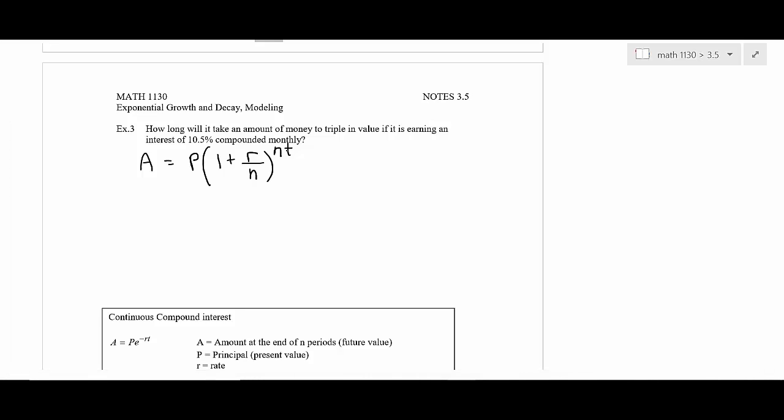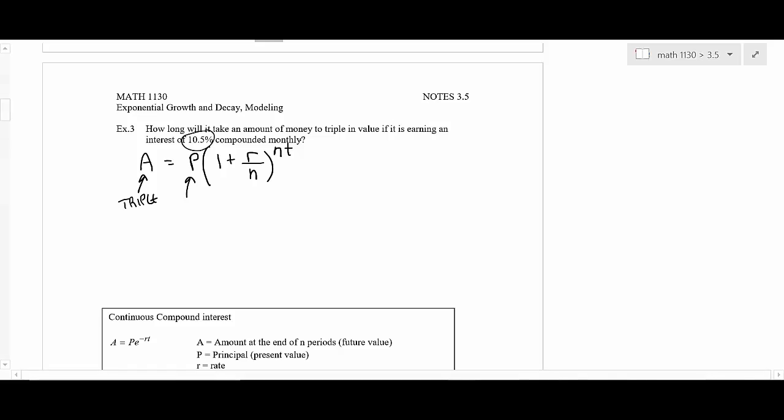sometimes students think something's missing. I didn't give you the principal. I didn't give you anything with that. I didn't give you any money on this. All I said is your money is going to triple, and then I did give you the interest rate, and I did give you compounded monthly. I don't have to give you any money on this, okay?